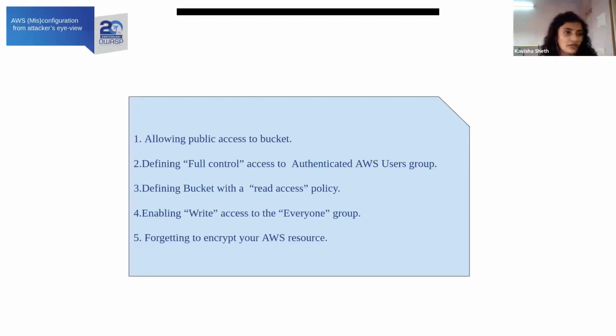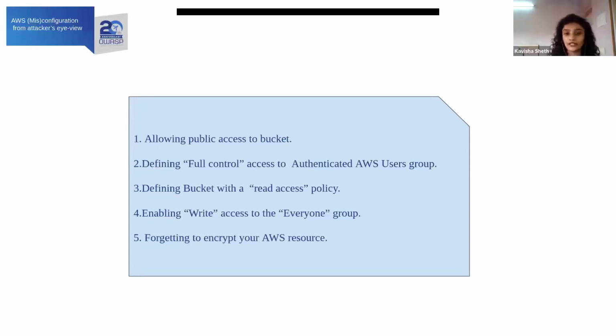If you think from the attacker's perspective, if you put your bucket publicly accessible, anyone on the internet can access that bucket and download or view any sensitive information. Then there is defining full control access to the authenticated AWS user group. I have seen most people say we have properly mentioned only authenticated users, but that is again wrong. You have to explicitly mention that this user or this group of users is allowed. Don't just allow any people on the internet.